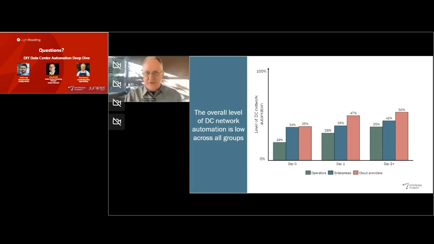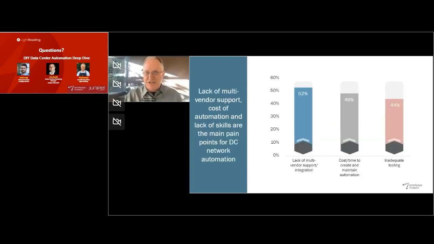Gorkem, I think it would be helpful if you could talk about some of the main challenges that are contributing to the low levels of automation in data center networks.